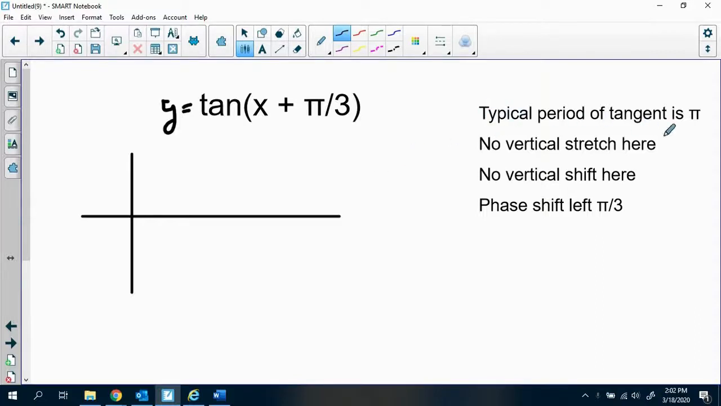The typical period of tangent is pi. That's something that we already know. There's no vertical stretch, no vertical shift. There is a phase shift to the left of 3. And we are supposed to graph 2 periods of this.